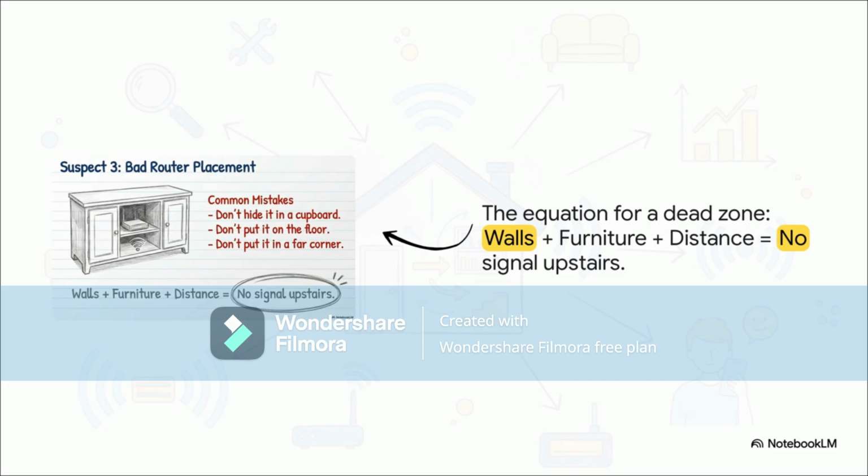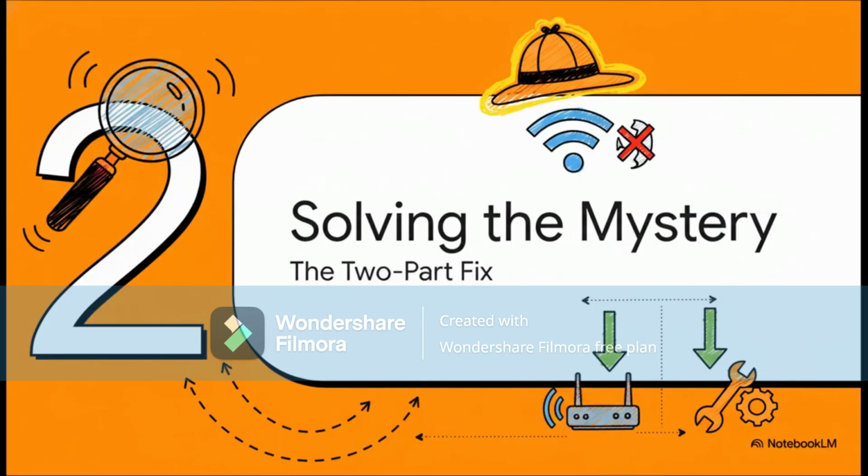So at the end of the day, it's a pretty simple and frustrating equation. You take all the physical barriers in your home, you add in a bad spot for your router, and you factor in the sheer distance it has to travel, and what you get is that dreaded dead zone upstairs. But don't worry, now that we've identified the bad guys in this story, we can finally talk about the solution. So let's look at the clear 2-part fix that's going to crack this case for good.